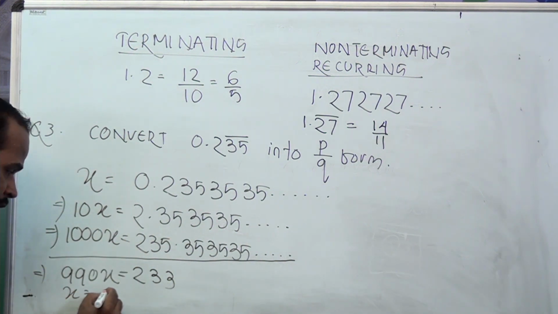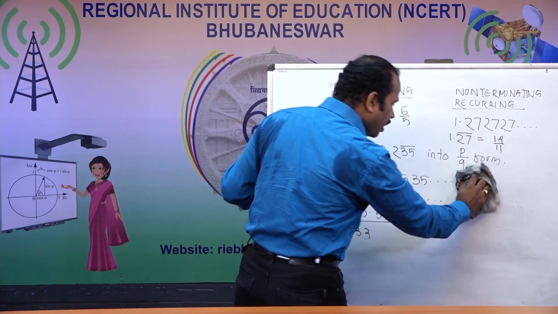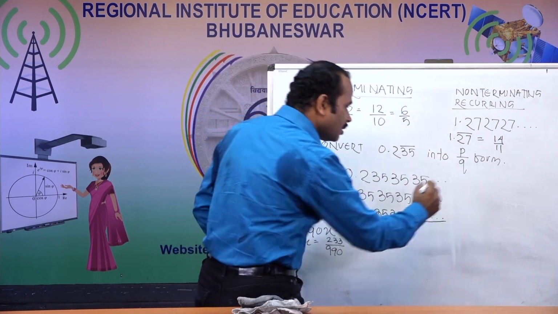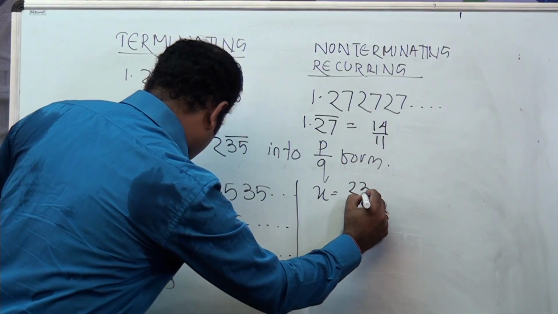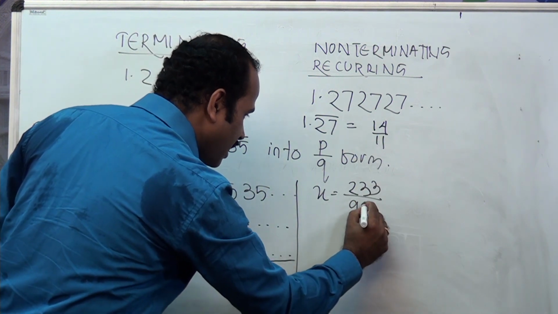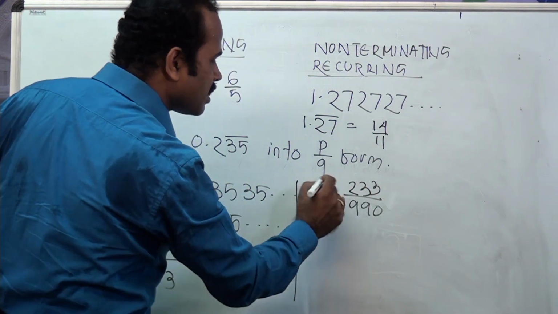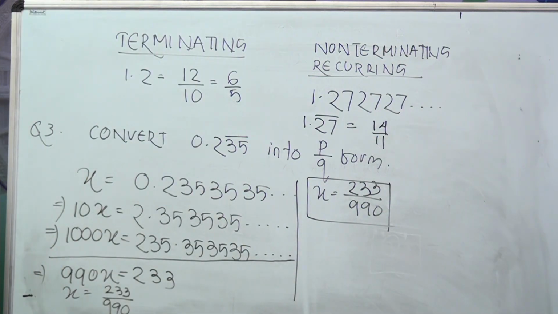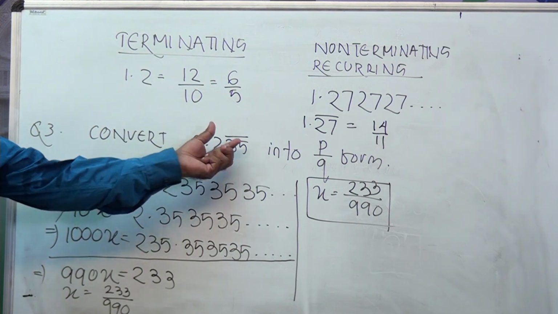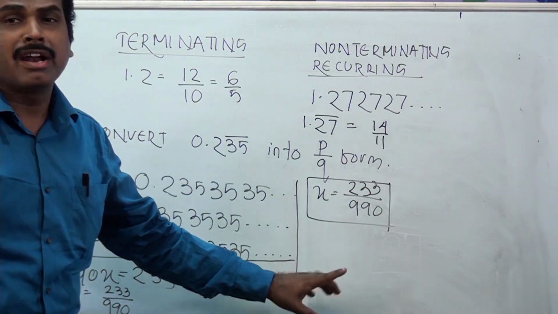So x will be equal to how much? 233 divided by 990. Okay. Now we can make it simple form. So x equal to 233 divided by 990. If it can be cancelled by any factor, you will do so, otherwise this will be the rational form. So this number, 0.235 where 35 is in repeating form, when expressed in rational form becomes 233 by 990.